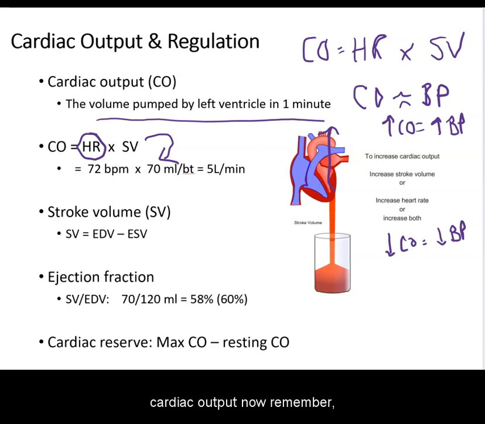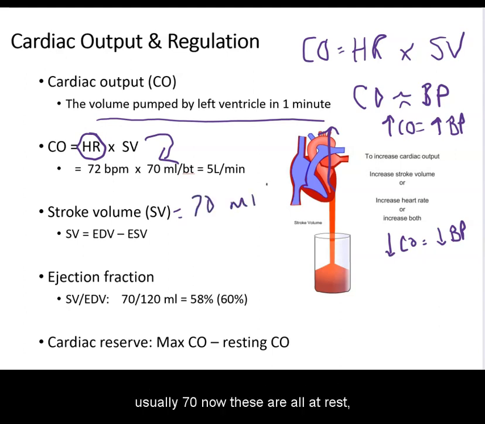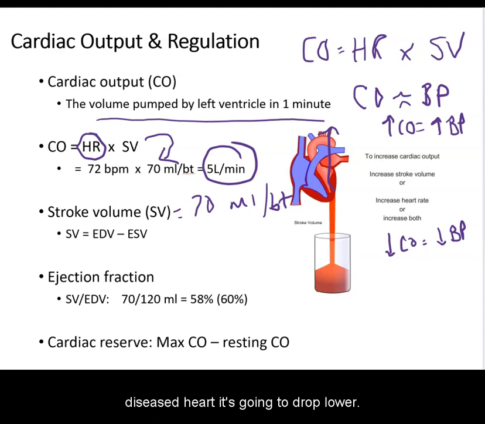Now remember, stroke volume was the amount of blood that's ejected per beat, and we said that was usually around 70. Now these are all at rest. So your cardiac output at rest is around 5 liters. So 5 liters of blood are pumped out of your left ventricle every minute. Now that can go up, right? There are times when we exercise or we need more blood to get out. And in a diseased heart, it's going to drop lower.